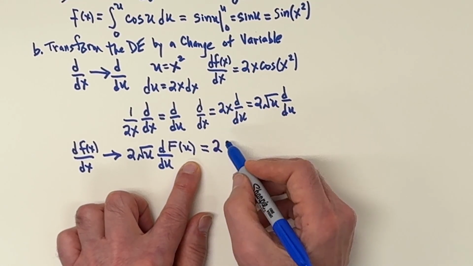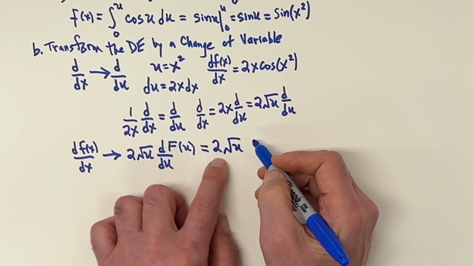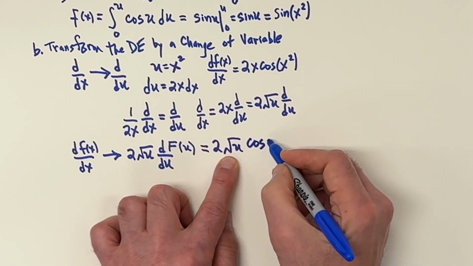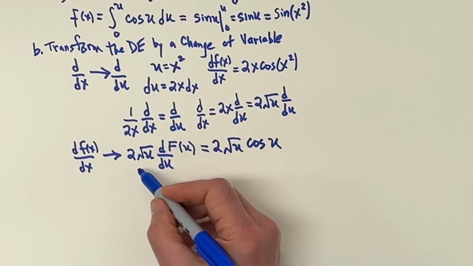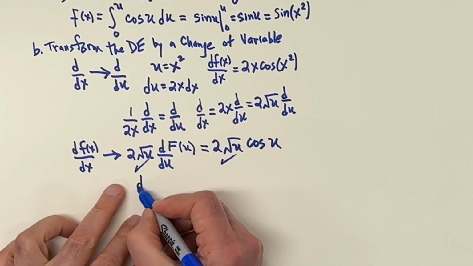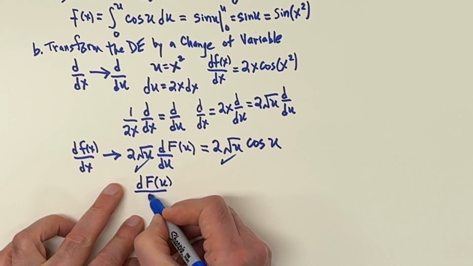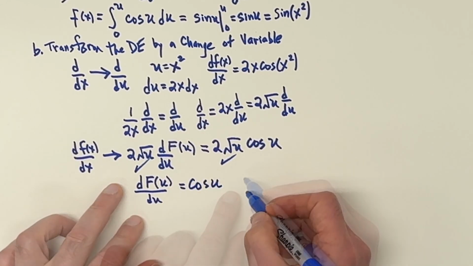And then the right-hand side would be 2x. And what is x? Well, x is the square root of u. We would have this, and then we would have the cosine of x squared, which is u. Now, you can see that this worked. This transforms the equation into a very, very simple one, because this is going to cancel this, and I have a very nice equation. dF(u)/du is equal to the cosine of u.